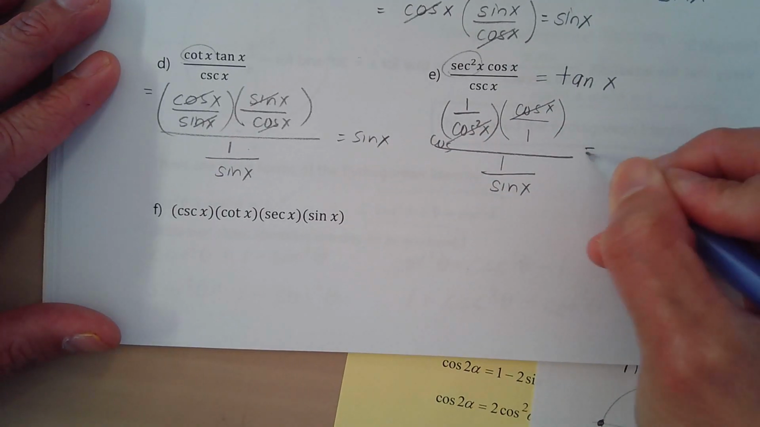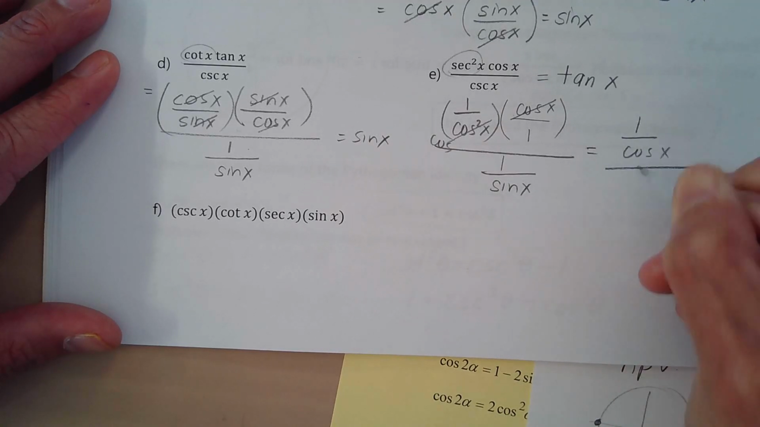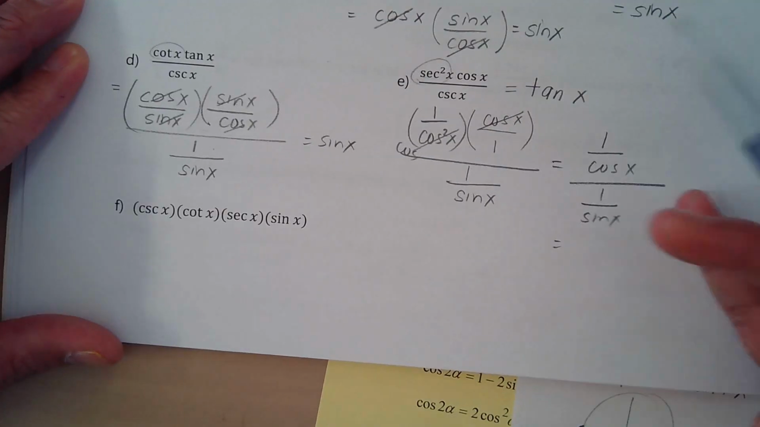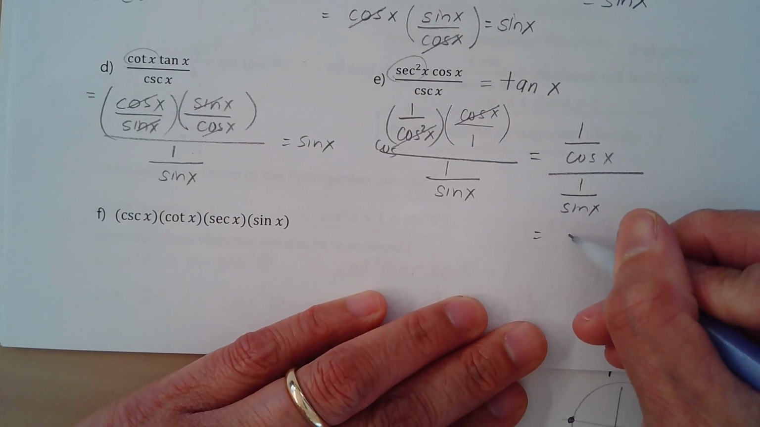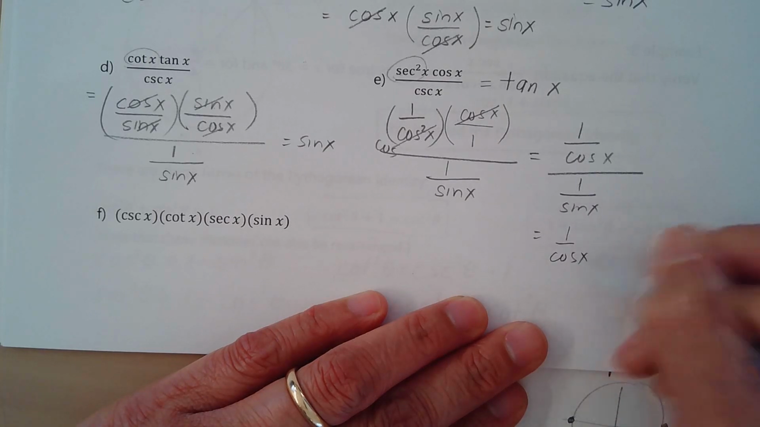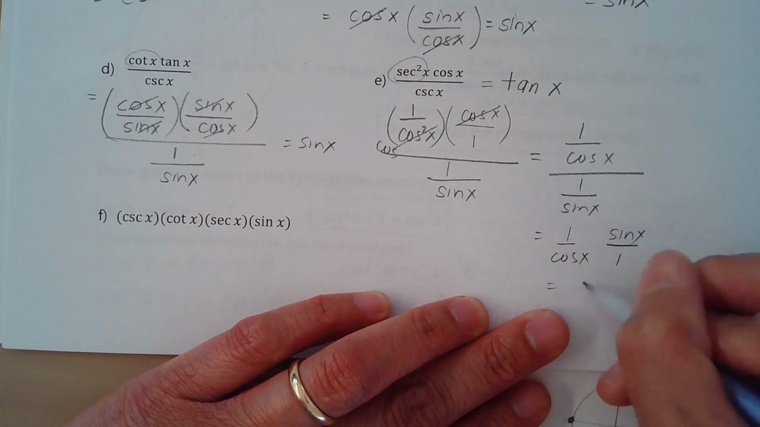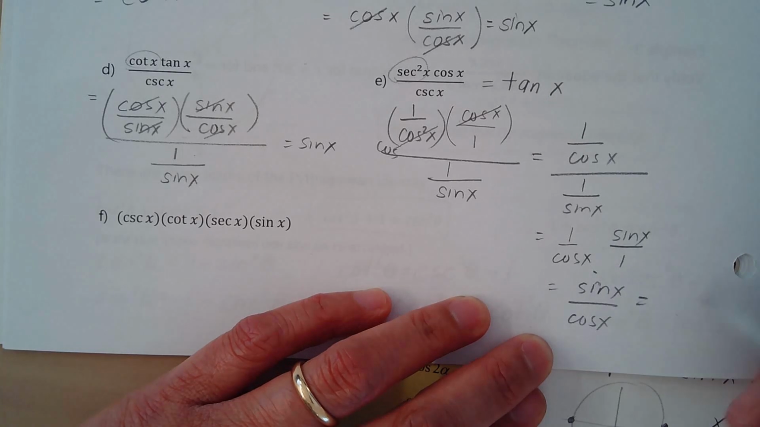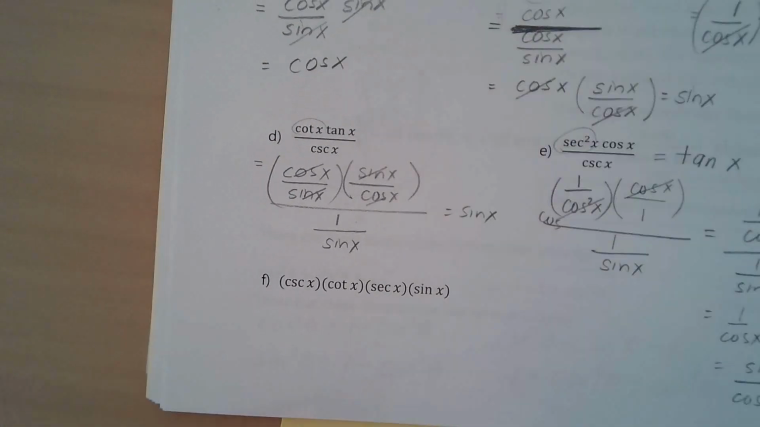So I'll write it over here. 1 over cos of x divided by 1 over sine of x. And we're going to end up with a complex fraction. It's going to be 1 over cos of x times sine of x over 1. So sine of x over cos of x, which is equal to tan of x. Okay, last but not least, letter F.